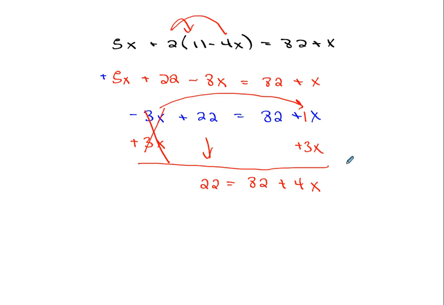I don't want the 4x and the 82 on the same side. I want just the terms with the variables. 82 does not have a variable. It needs to be on the other side. How do you get rid of positive 82? By subtracting 82.